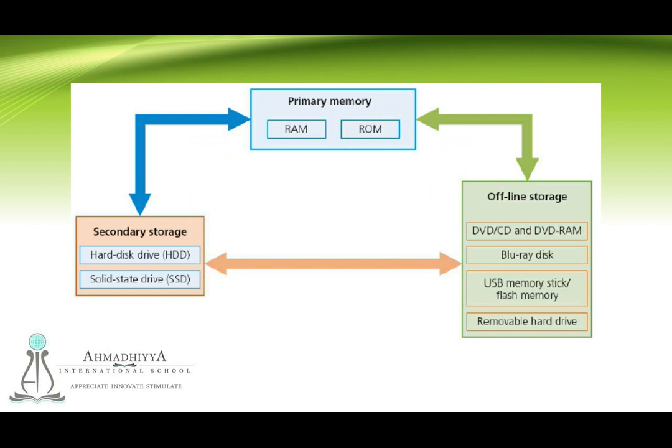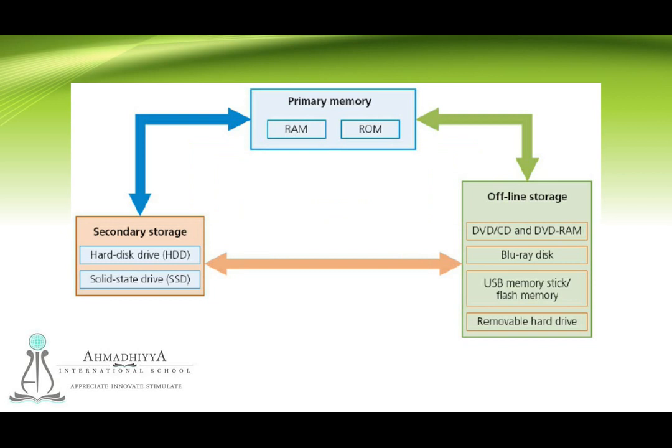Memory and storage devices can be divided up into three separate groups. First one is primary memory. Second one is secondary storage. And the last one is offline storage.